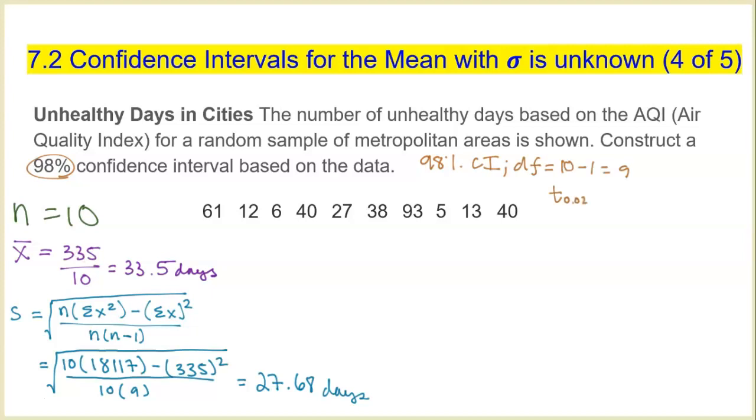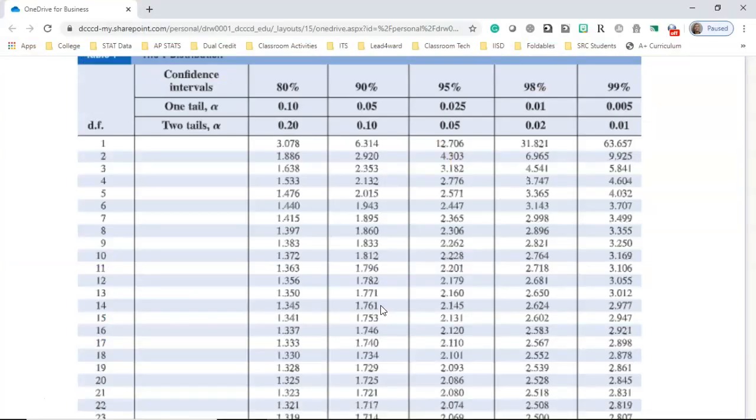And then our critical value is going to come from our table. So let's look at 98% confidence. So here's the 98% confidence interval and degree of freedom 9. And they line up here, 2.821.